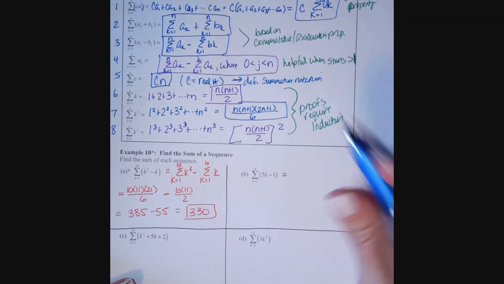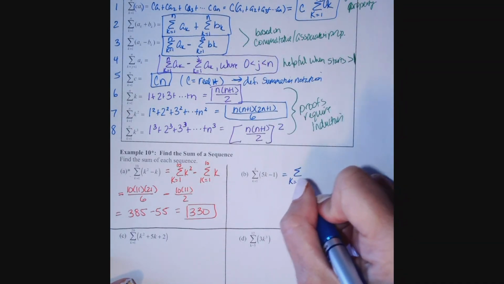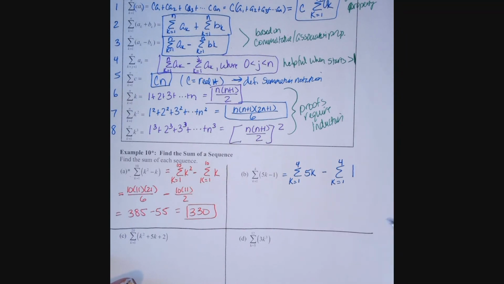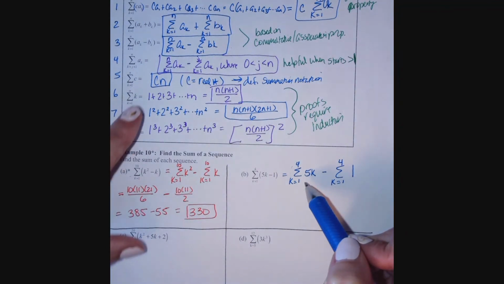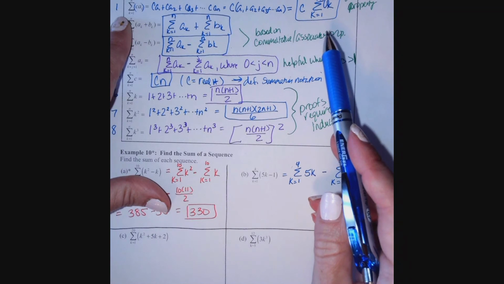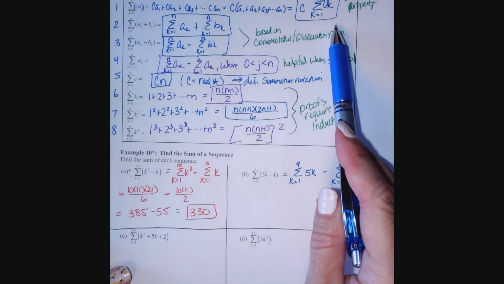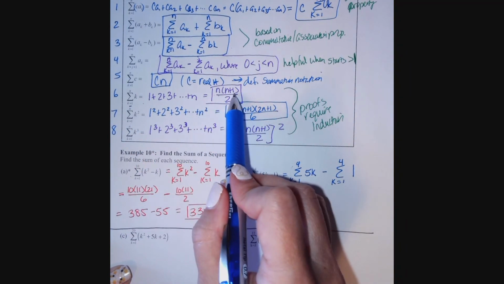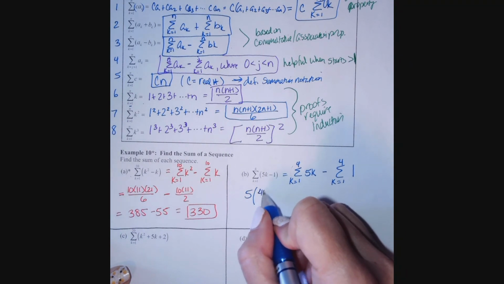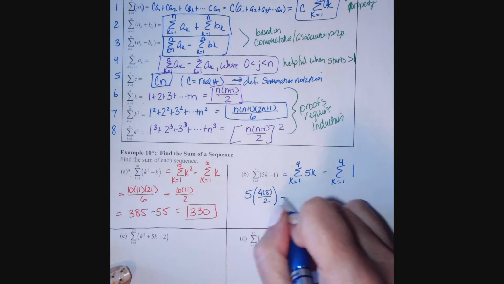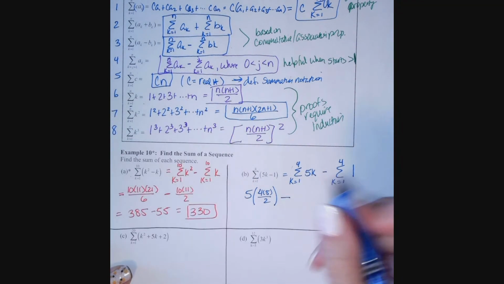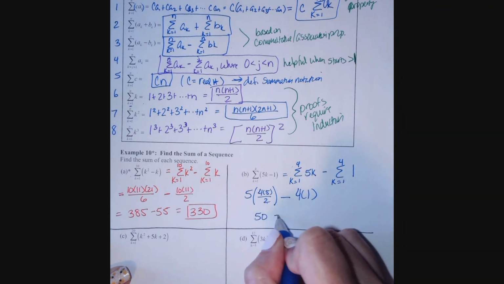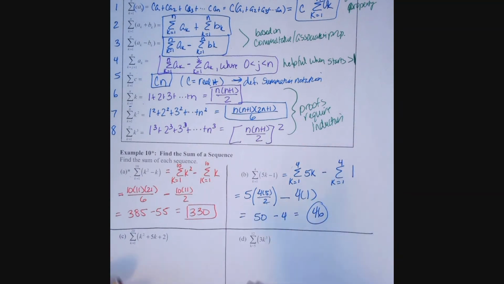Okay, let's look at B. Again, we can split it apart using that third rule. So I have the sum from k equals 1 to 4 of 5k minus the sum from k equals 1 to 4 of 1. Well, 5k, that looks like number 1, so I can just do c times the sum of k, right? So I pull out that 5, and 1 to 4 of k is right here, n times n plus 1 over 2. So that is going to be 4 times 5 over 2 times 5 minus, and then this is a constant, so that is number 5, 4 times 1. Well, here I've got 20 divided by 2 is 10 times 5 is 50 minus 4 is 46. So that's the sum of that series.